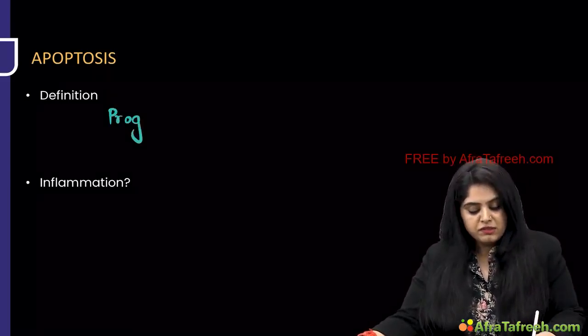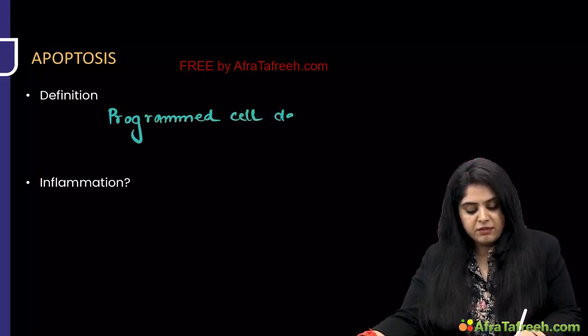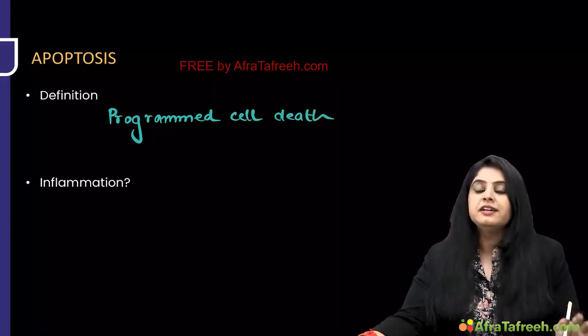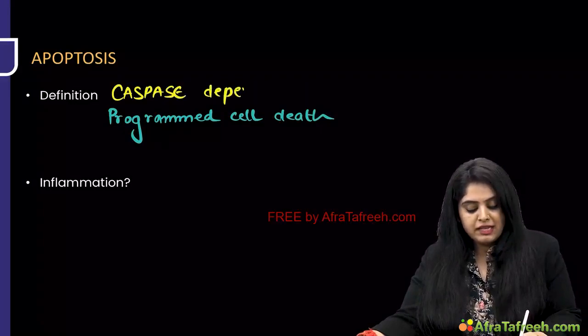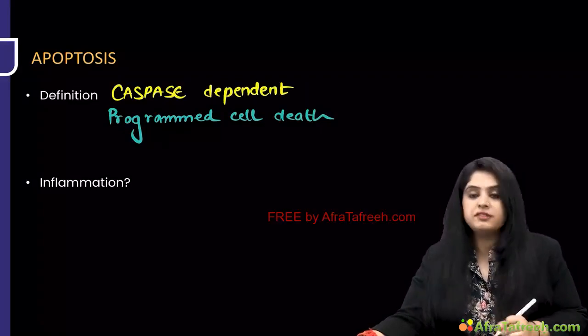What is apoptosis? Apoptosis is known as programmed cell death. Everyone will remember it till we die. We know this. Programmed cell death. But now that definition has an update. This programmed cell death is said to be a caspase dependent programmed cell death.